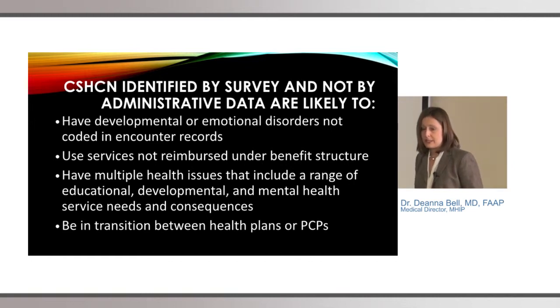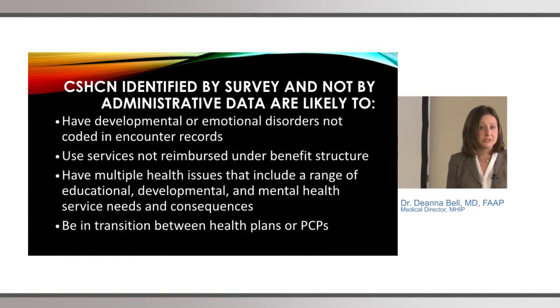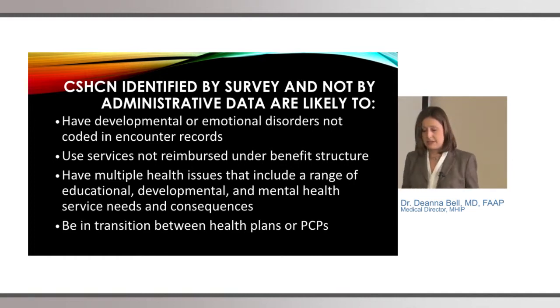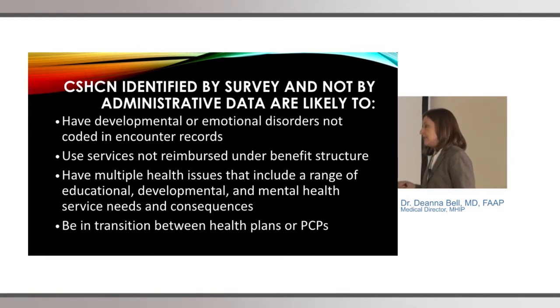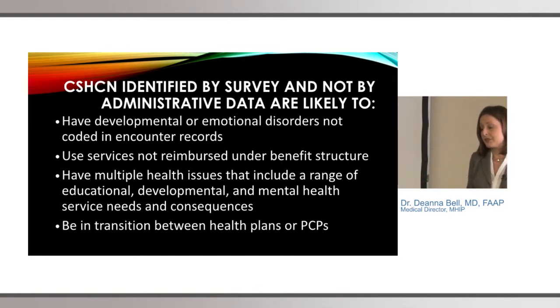These are the kids who are more likely to have your emotional and developmental disorders. They're not coded in the encounter records. Those kids where you're not exactly sure what's going on, but there's lots of different factors that are contributing to their special needs. A lot of these kids are utilizing services that are not reimbursed underneath a traditional reimbursement structure. So they may be getting services through Children's Special Services or some other places. So that's not showing up in your administrative data.